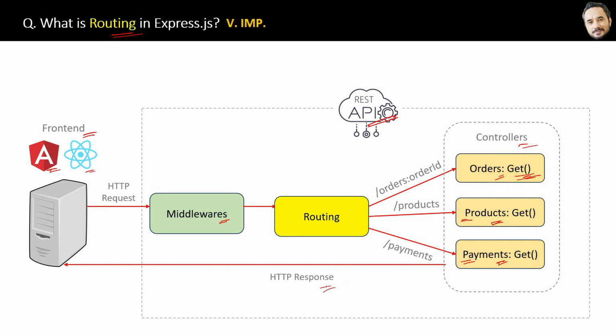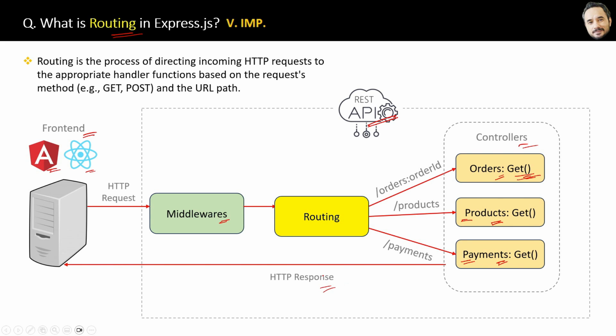Here is the simplest and easy to remember definition. Routing in Express is the process of directing incoming HTTP requests to the appropriate handler functions based on the request method and the URL path. These request method and URL path are part of the request only. Great. In upcoming questions, we will explore more and more about routing. So get ready for a fantastic journey.